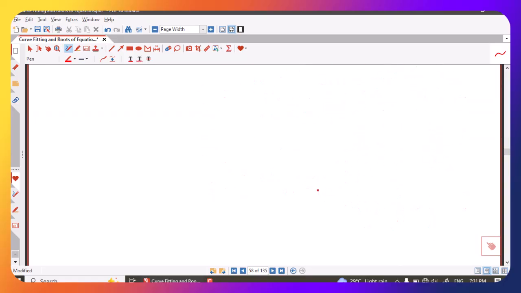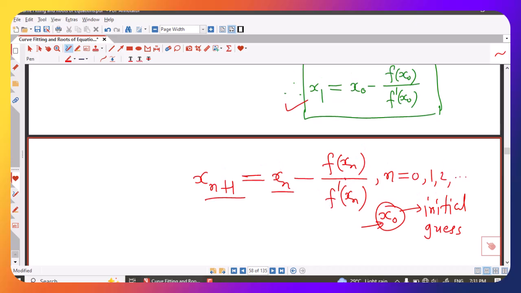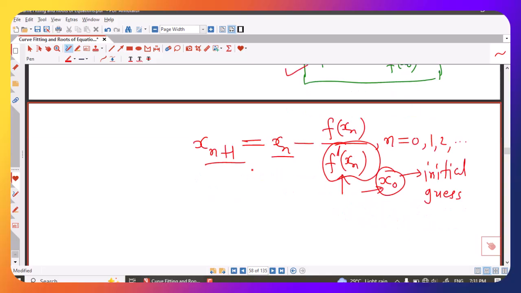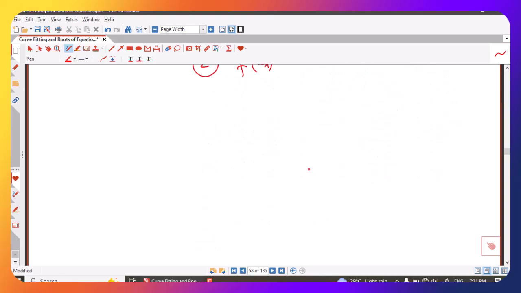So this method fails if this derivative is 0 or it is very near to 0, and if function is not differentiable, then also we cannot apply Newton's formula. So Newton-Raphson formula has two limitations. If f dash x does not exist, we cannot apply Newton's formula, and if this value of f dash at any approximation is near to 0 or equal to 0, then also this method fails.